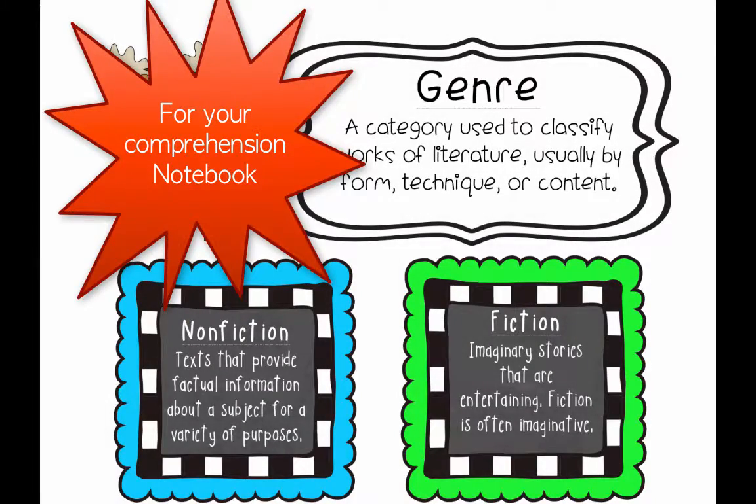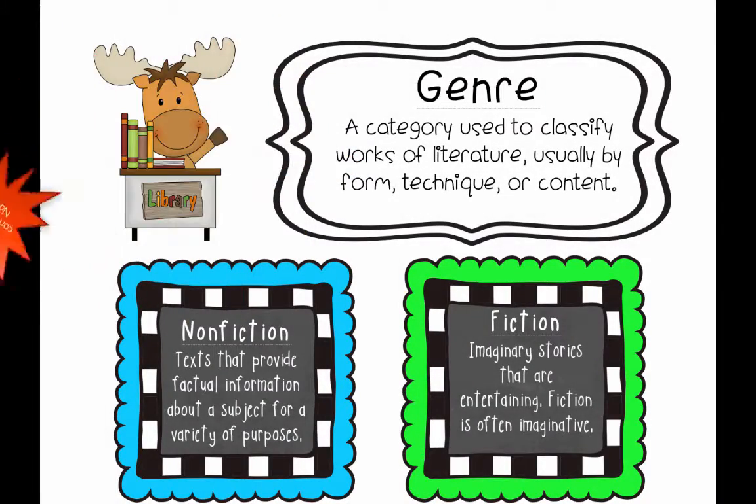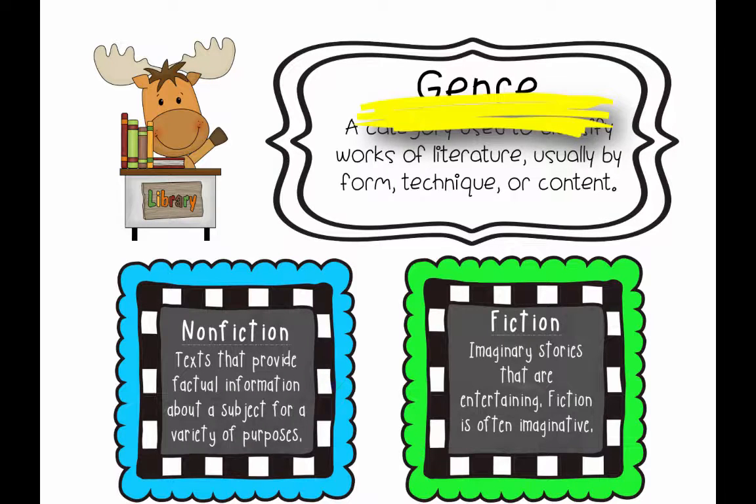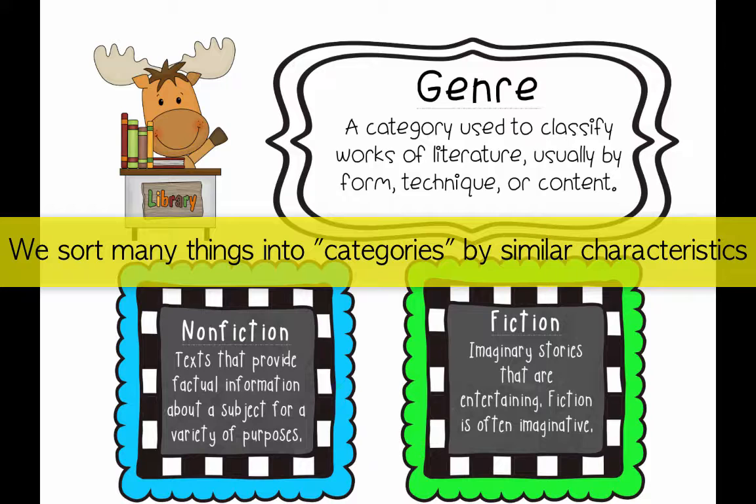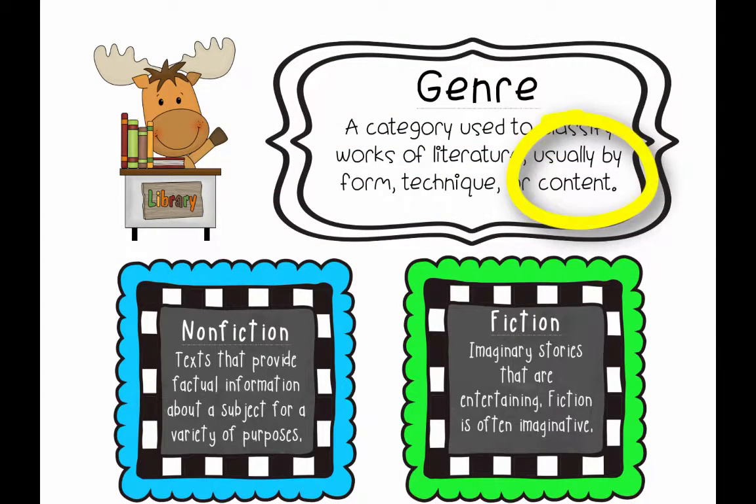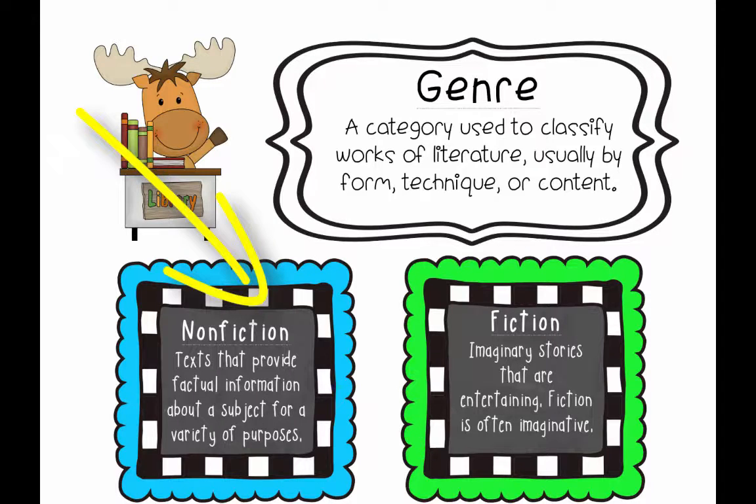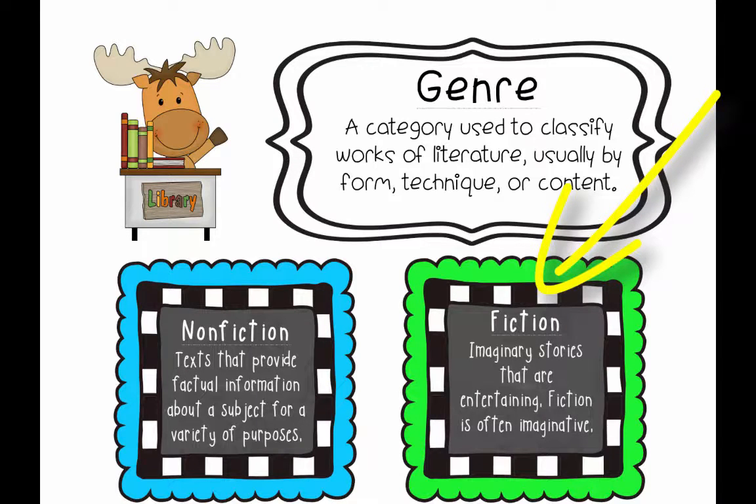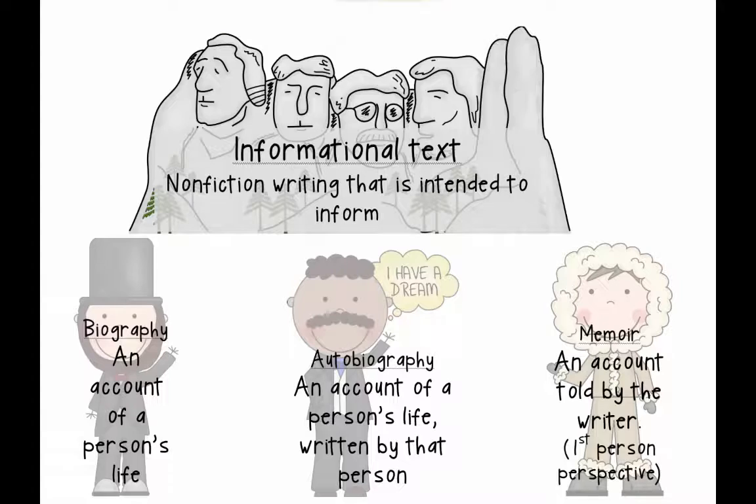The things that we will do as readers is learn to recognize different genres. A genre is a category that's used to classify a text, usually by form or technique, but we're really going to focus on the content of what we're reading. And the two main categories we'll be sorting texts into are our nonfiction texts that provide factual information about a subject, and our fictional texts, which are imaginary stories that are entertaining.